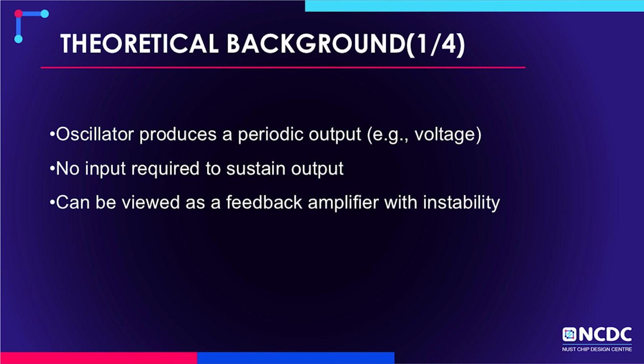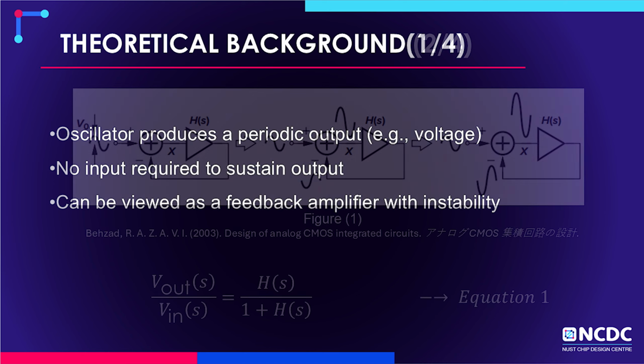Now that we understand the importance of oscillators in electronic systems, let's take a brief look at the theoretical background. A simple oscillator produces a periodic output, usually in the form of a voltage. As such, the circuit has no input while sustaining the output indefinitely. Negative feedback systems may oscillate. In other words, an oscillator can be seen as a poorly designed feedback amplifier.